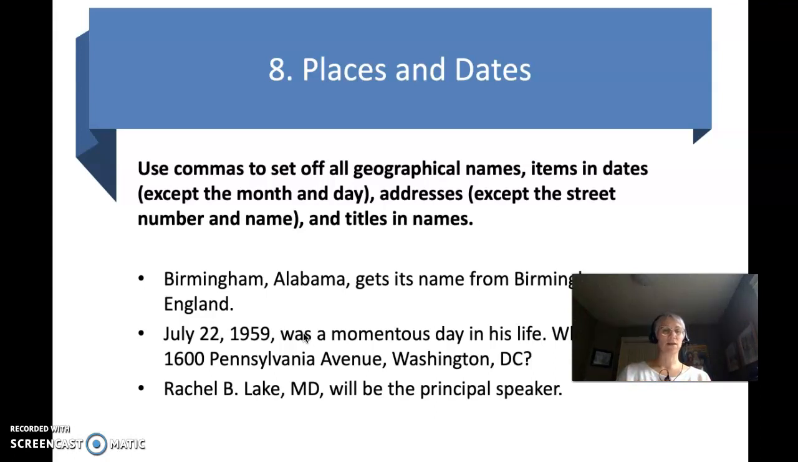However, the comma is there just to make sure that the date is identified as a date and not another kind of number. It's there to prevent confusion or potential confusion. Who lives at 1600 Pennsylvania Avenue, Washington, D.C.?